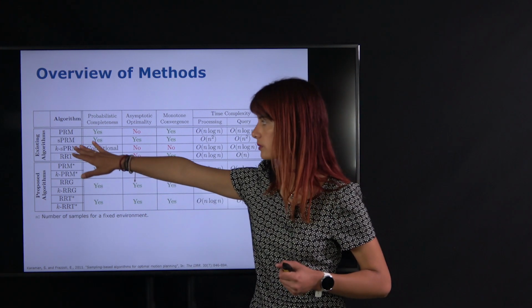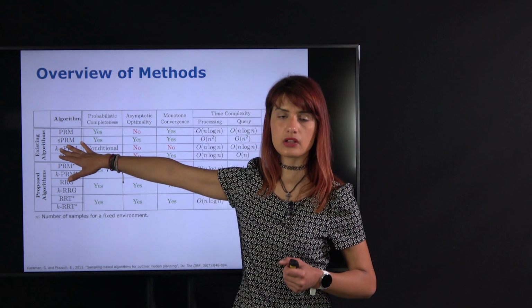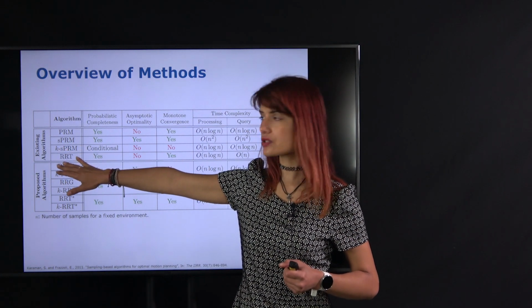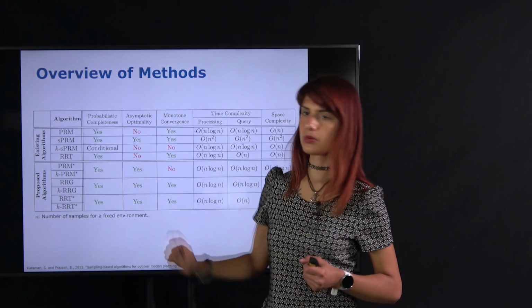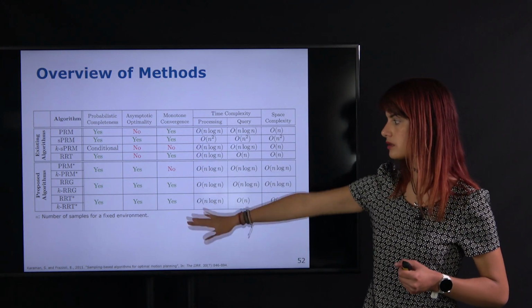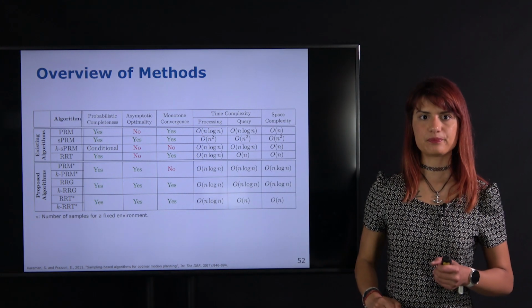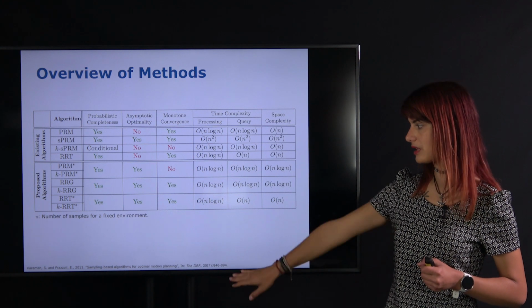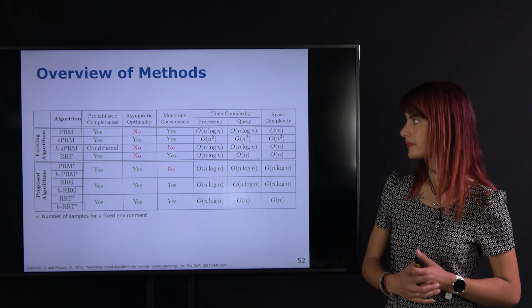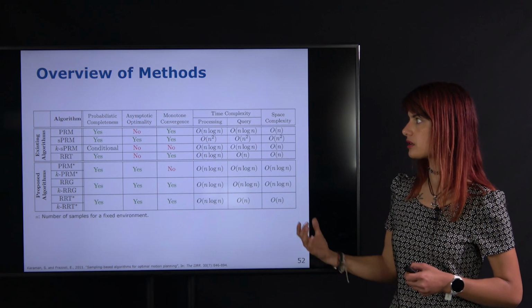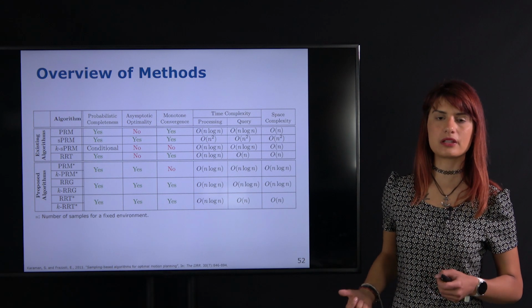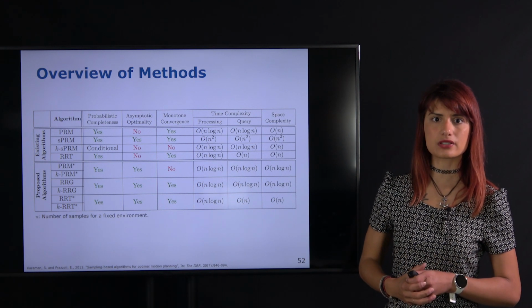And just to note here, we have also another algorithm that we didn't cover in this lecture called the simple probabilistic roadmap. For that, you can consult the reference on sampling-based planners over here on the slide, which also explains where the different properties come from in terms of the algorithms and their structure.